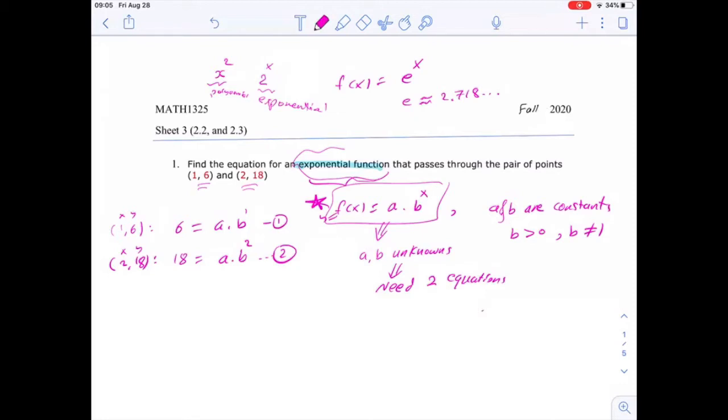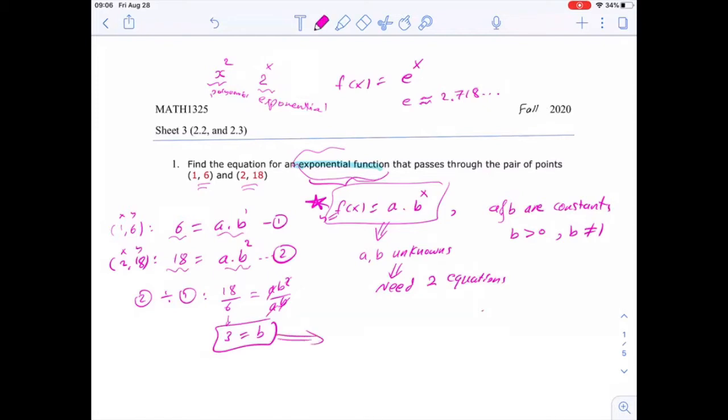Then we need to solve this system for a and b. We can divide equation 2 by equation 1. We divide the left-hand side by the left-hand side, which gives 18 over 6, and the right-hand side by the right-hand side, a b squared over a b. 18 over 6 is 3. Now we cancel a, we cancel b, and we get b. So b is equal to 3. We found the first unknown.